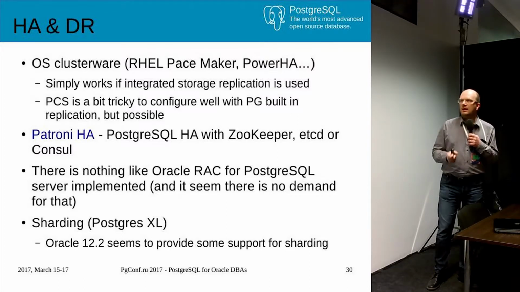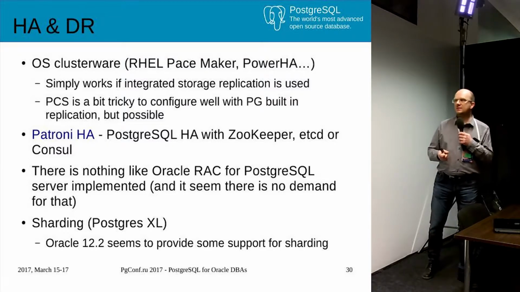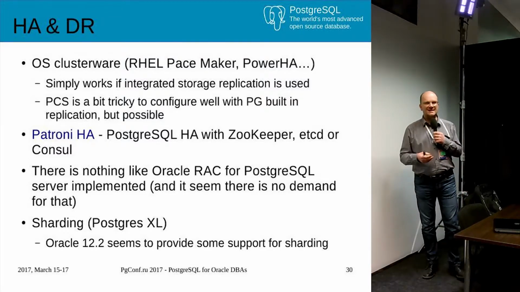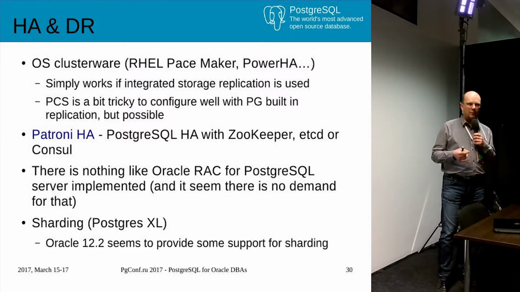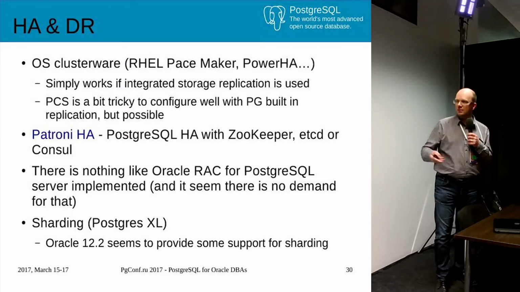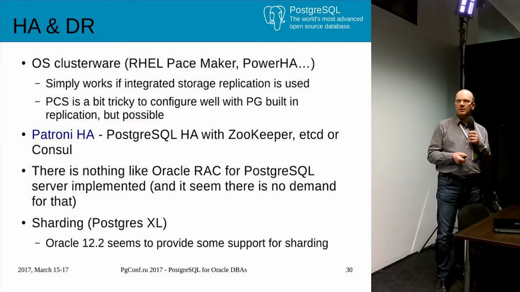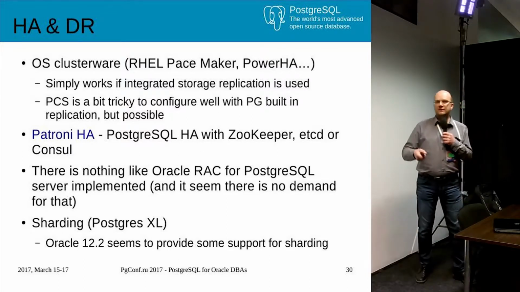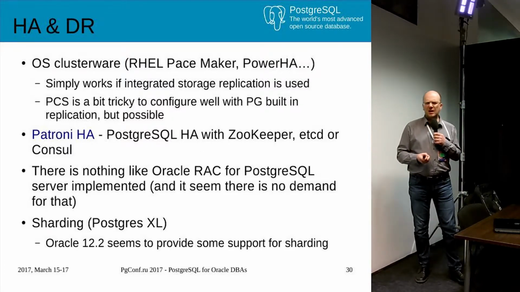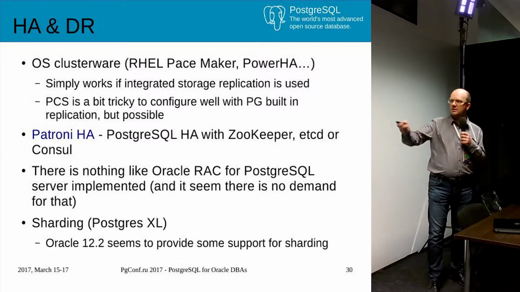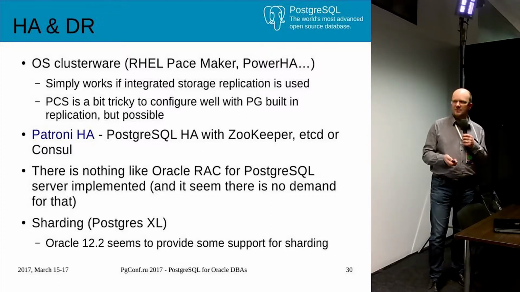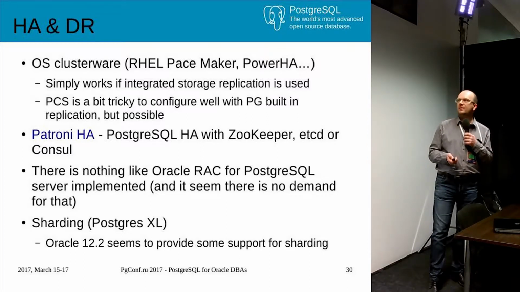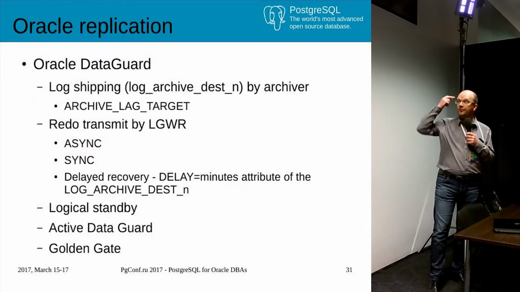So this might be a subject of your interest. And there's nothing like Oracle Real Application Clusters in Postgres. Postgres has decided to go for sharding, which is a shared nothing strategy. You can see it in Postgres-XL. And Oracle itself decided that there might be something good in sharding. So with release 12.2, some support for sharding is even included in Oracle.